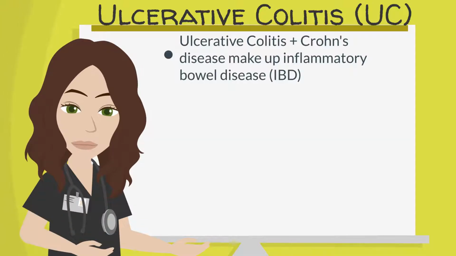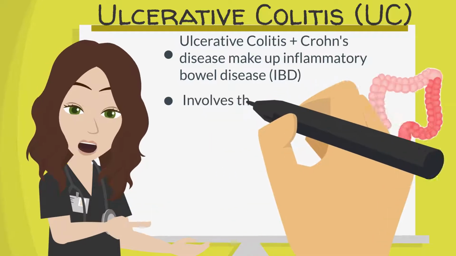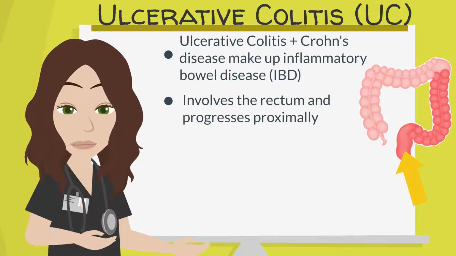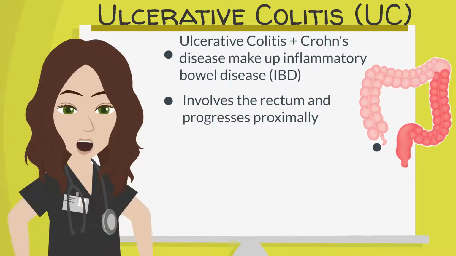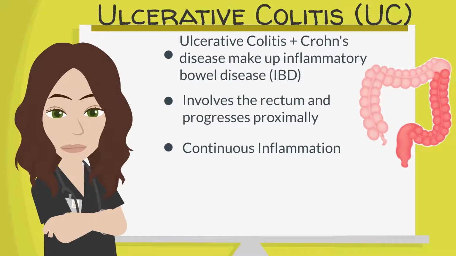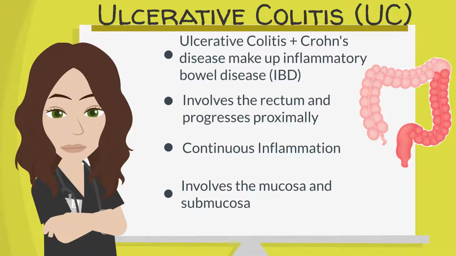Compared to Crohn's disease, which can affect any area of the digestive tract, ulcerative colitis always involves the rectum and progresses proximally up the large intestine as the disease progresses. In addition, the inflammation present in ulcerative colitis is continuous compared to Crohn's disease, where skip lesions are seen depending on the areas affected in the condition. Compared to the transmural inflammation seen in Crohn's disease, ulcerative colitis only affects the submucosal and mucosal layers. The presence of ulcers is also seen, hinted by its name.